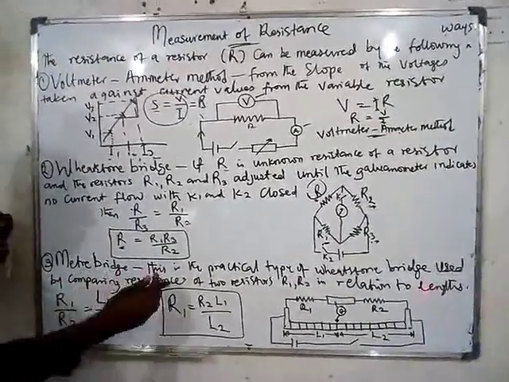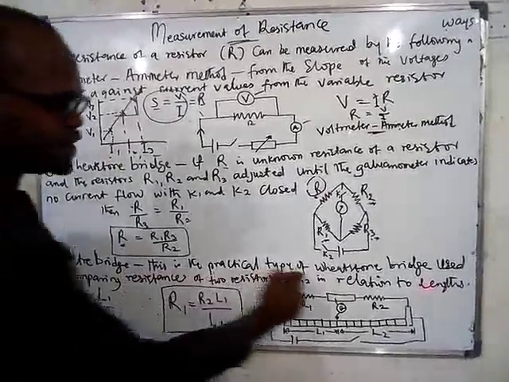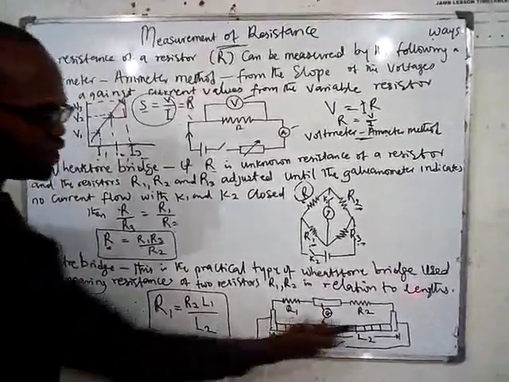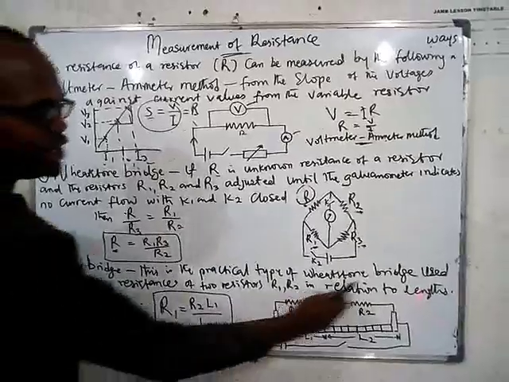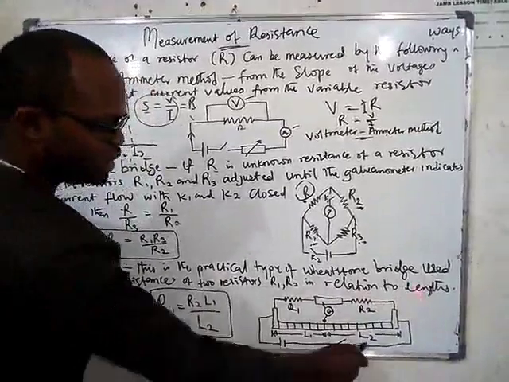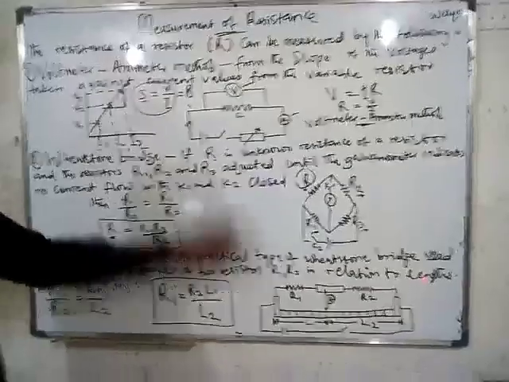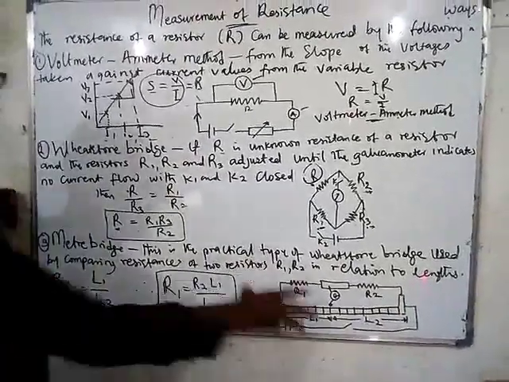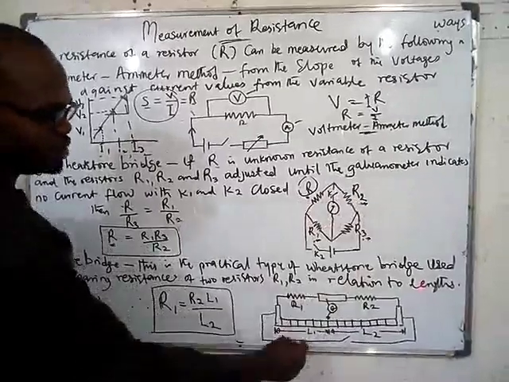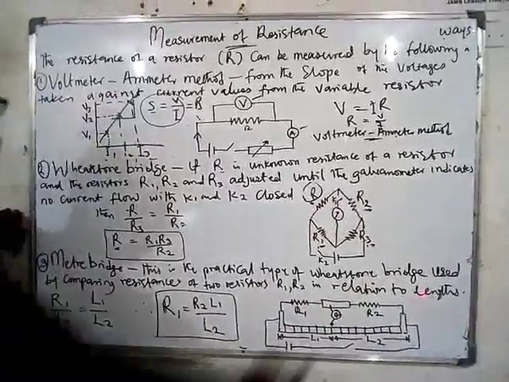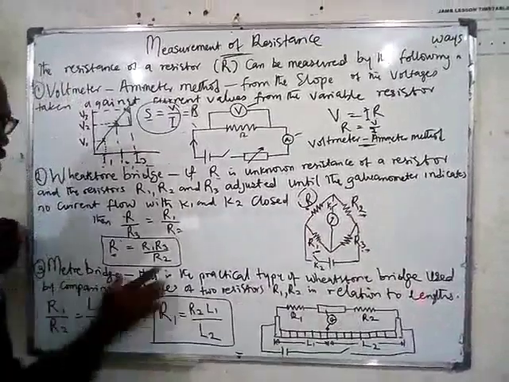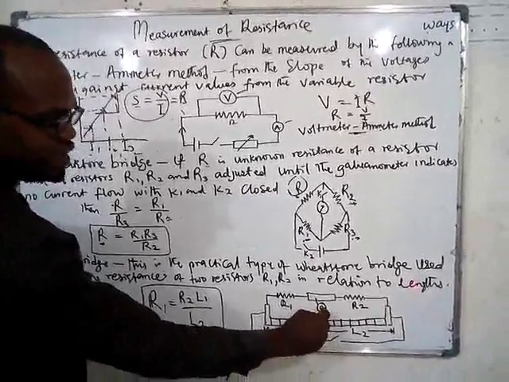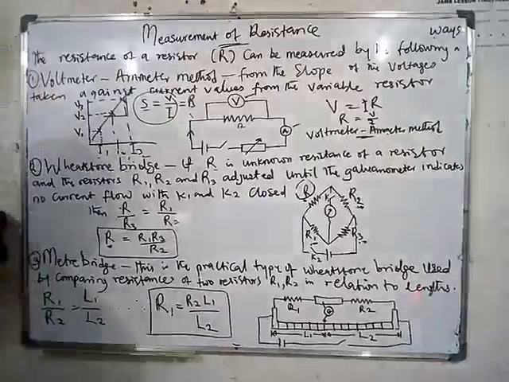Now, using a meter bridge, the meter bridge is simply the practical type of Wheatstone bridge used by comparing resistance of two resistors, R1 and R2, in relation to lengths L1, L2. So this Wheatstone bridge and the meter bridge, they are very similar, only that you do comparison not just for resistance but also for length. So whenever you have a setup like this, which is a meter bridge, you also close the switch until you have no deflection in the galvanometer. That's when we have a balance point.